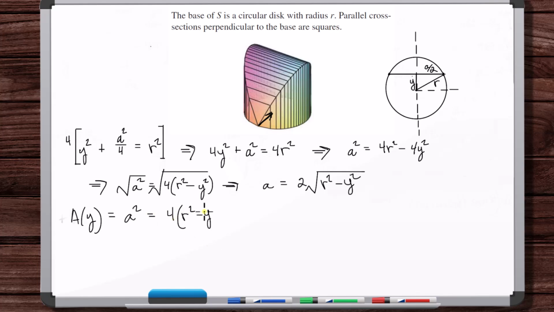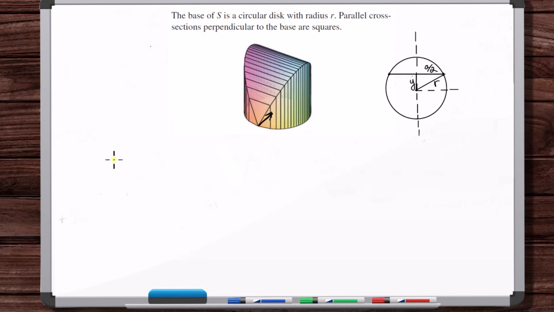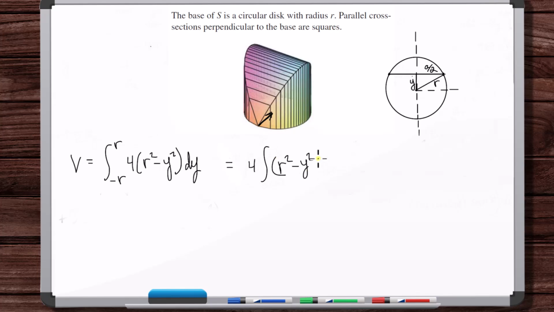4r squared minus y squared. There we go. So now to get the volume, we're just integrating from minus r to r, that A of y, 4r squared minus y squared dy. That's it. So, okay, we could take out that 4. We're going from minus r to r.